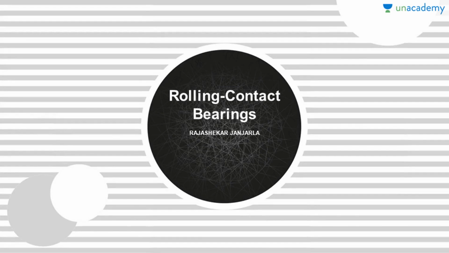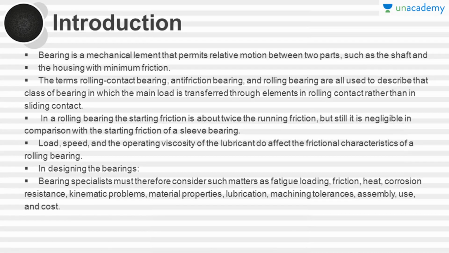Welcome again to rolling contact bearings. A bearing is a mechanical element that permits relative motion between two parts, such as the shaft and the housing, with minimum friction. So these bearings are friction eliminators. The terms rolling contact bearing, anti-friction bearing and rolling bearing are all used to describe that class of bearings in which the main load is transferred through elements in rolling contact rather than in sliding contact.